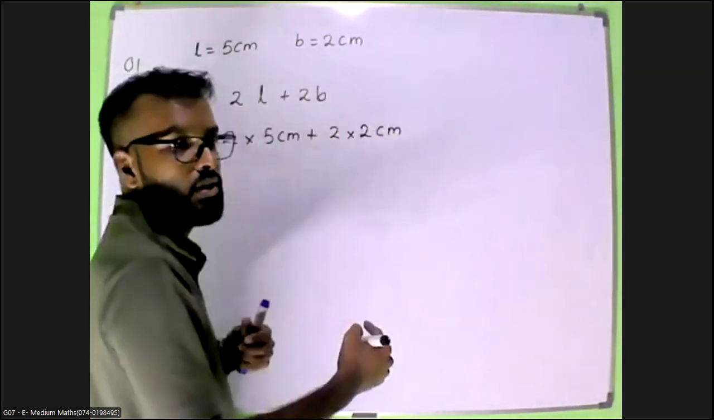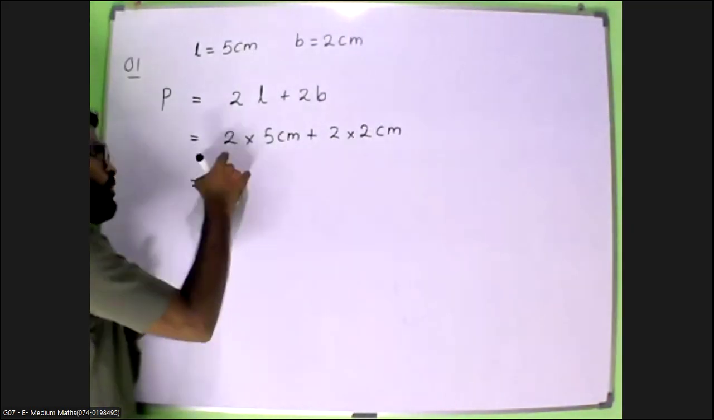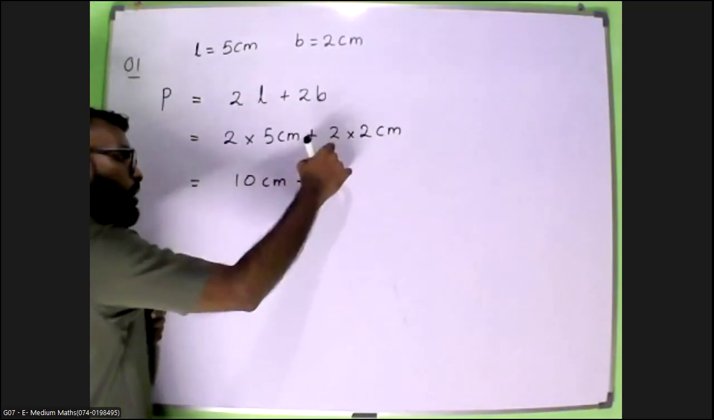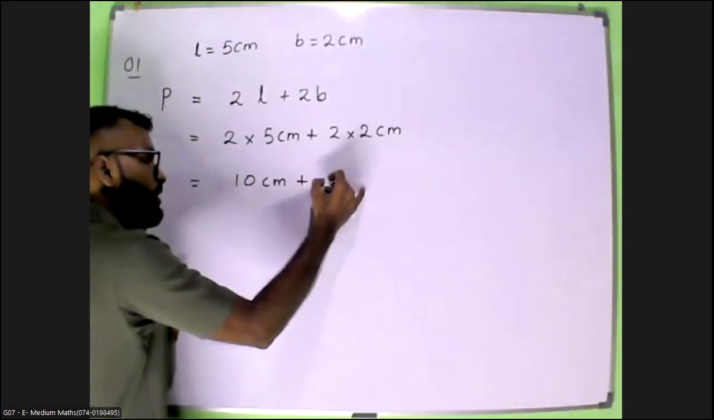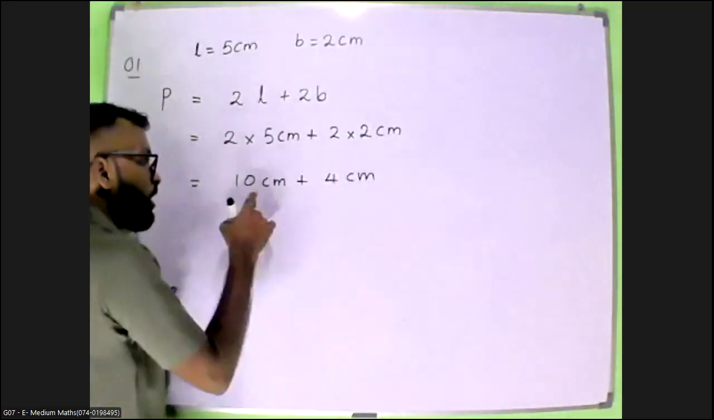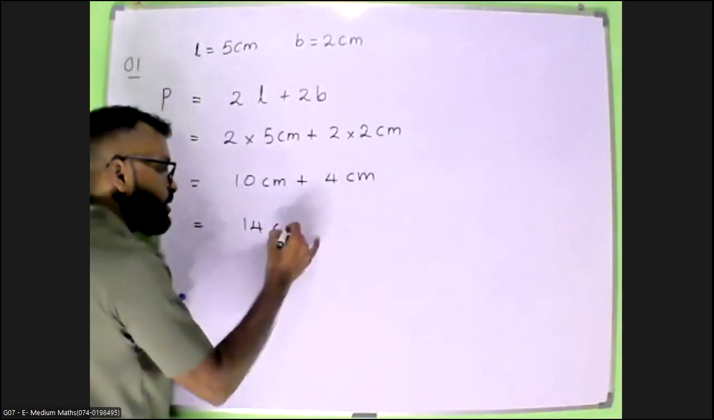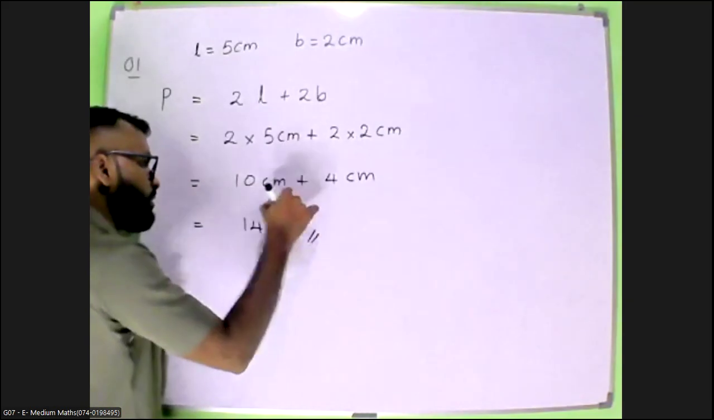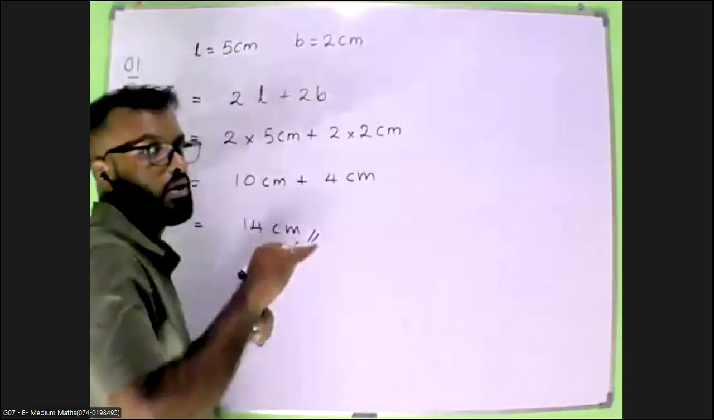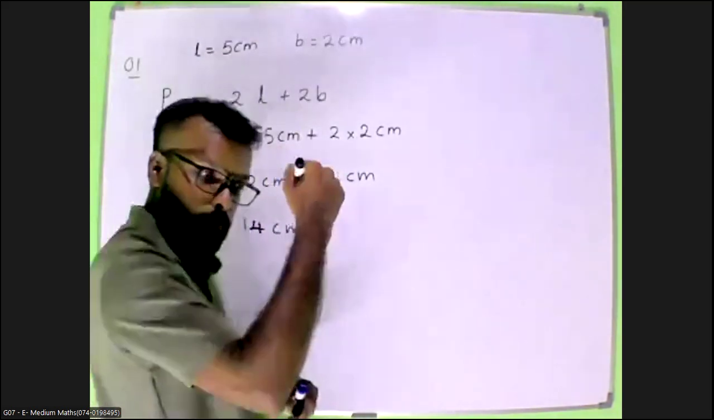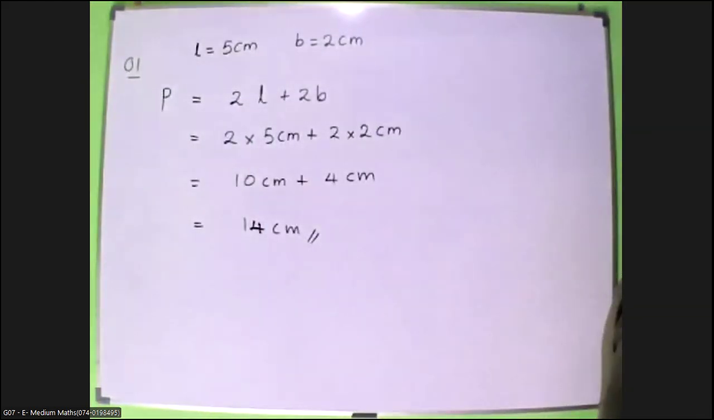Replacing 2 centimeters. So you know how to do this? 2 times 5, 10 centimeters, plus 2 times 2, 4 centimeters. 10 plus 4, 14. 14 centimeters. Right? 10 cm plus 4 is 14 centimeters. Done. Okay. So this is how we are going to do this. Please write it down.